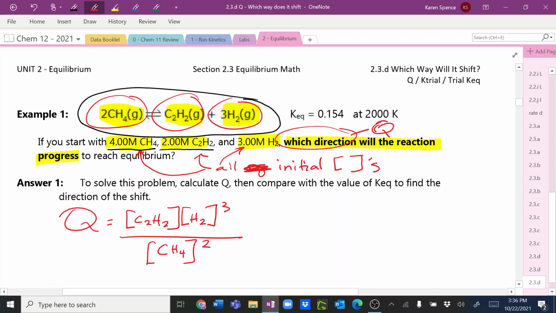squared. But before we carry on, I'm going to make sure that I put little I's down here, representing that these are my initial concentrations, because Q uses the initial concentrations.